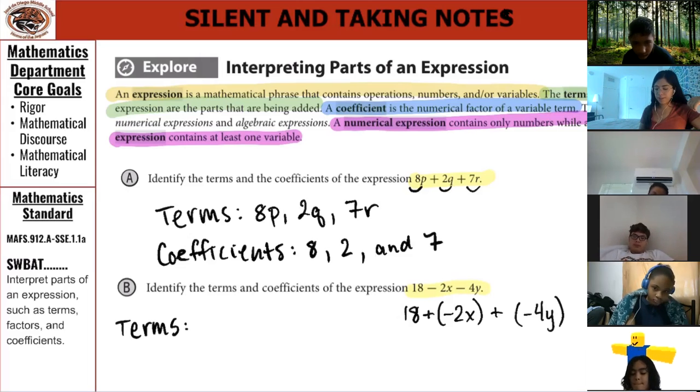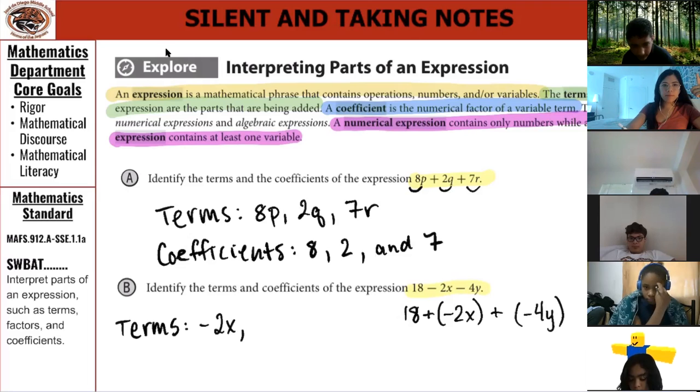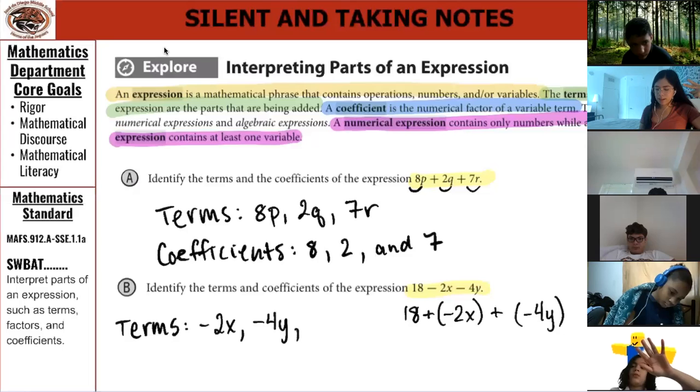Who would like to share? Negative 2x. And there you go. We have negative 2x. We have, what else? Negative 4y. Negative 4y. And what about the 18? Does that also count as a term? Yes. It sure does. Okay.